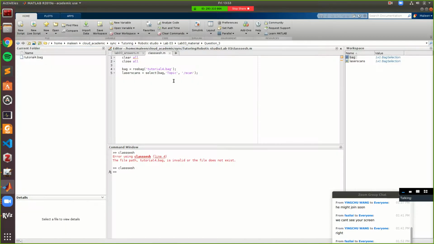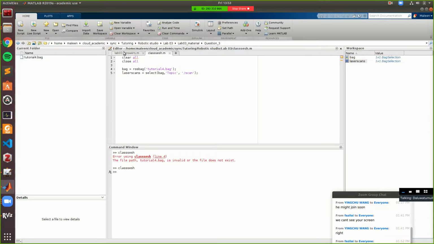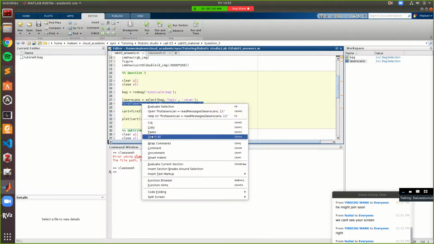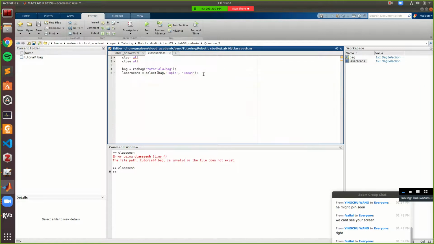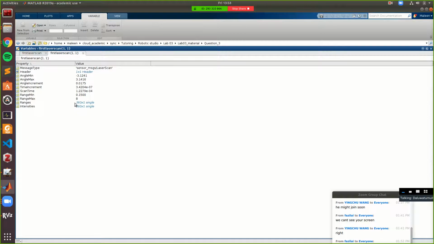So if you look at the laser scan information, you will have 35 messages inside of it. And what we're going to do now is read that information. So I'm going to read the first laser scan, just like before. And if I look at it, the first laser scan information, you will have basically two sets of data. You'll have ranges and you will have intensities, and you will have a minimum angle and a maximum angle, and these things called angle increments.